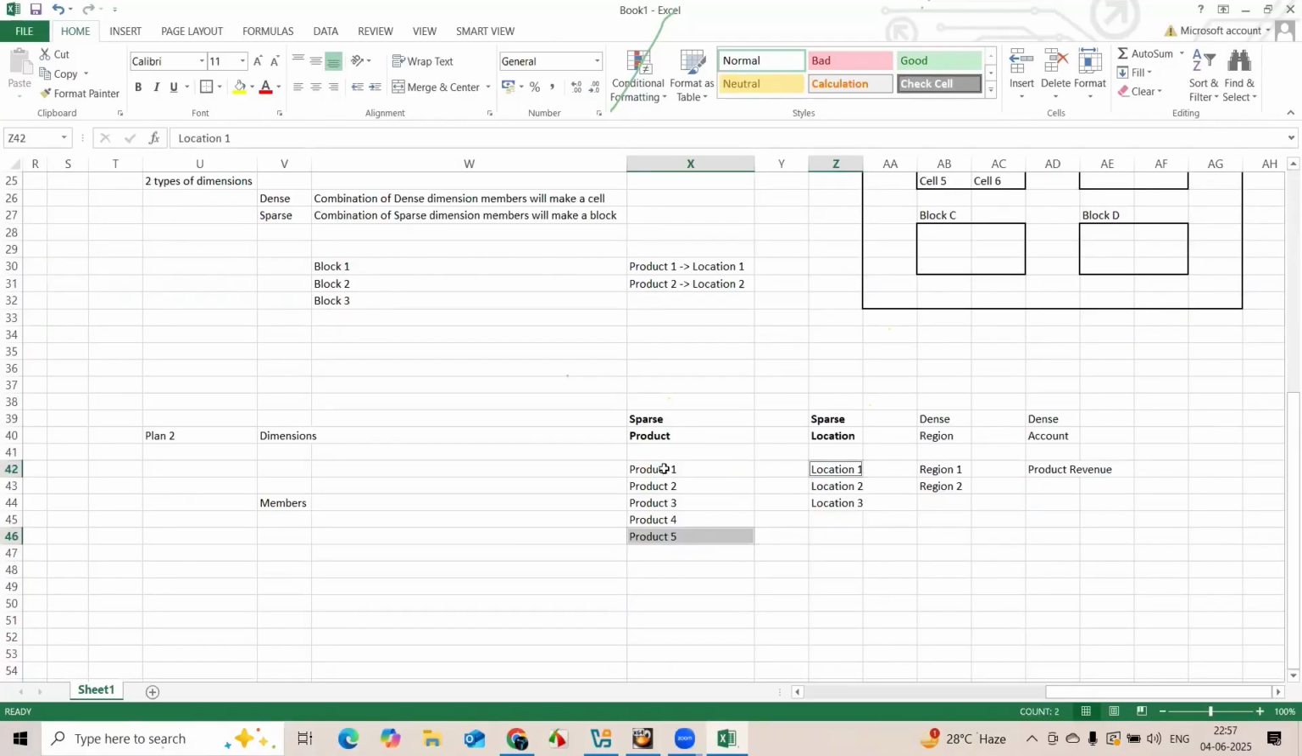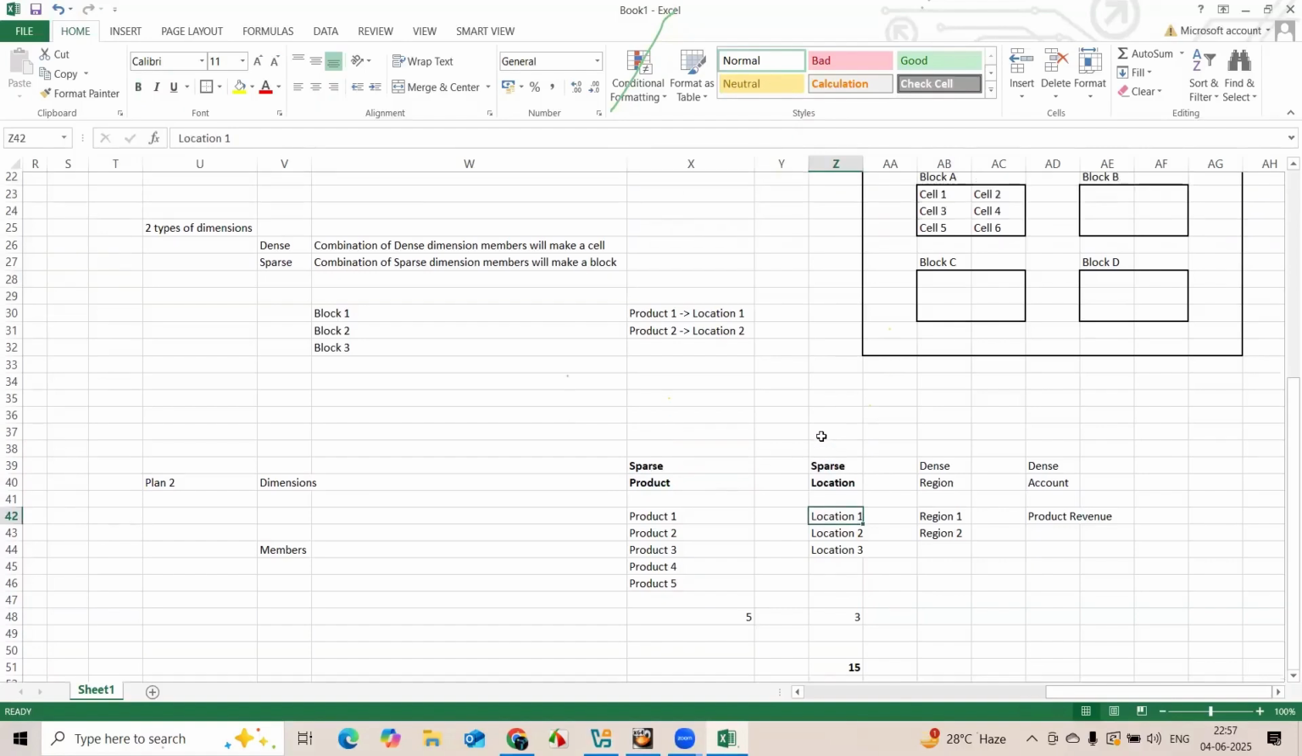So in all these possible combinations, how many combinations are possible here? Here you have 5 products, and here you have three locations. So 3 into 5, you can have up to 15 blocks in Plan 2, since you have tagged the product dimension and location dimension as sparse.